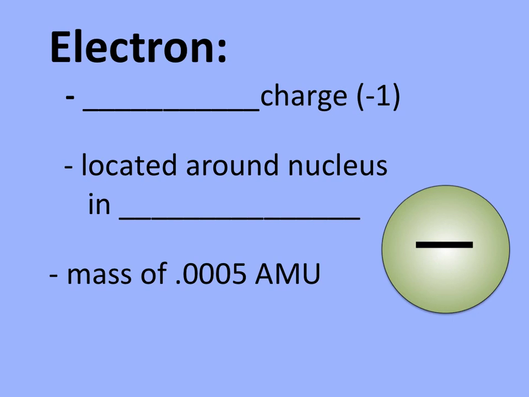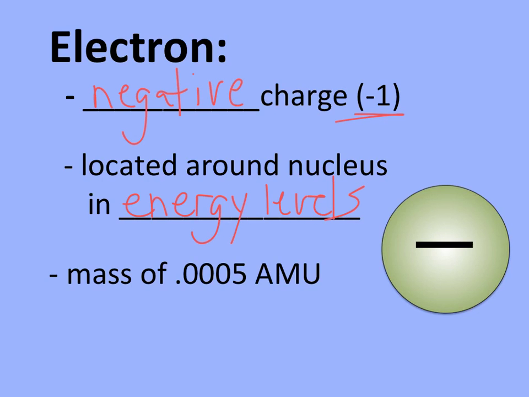Electrons are a little bit different than protons and neutrons. The electron has a negative charge and it's located around the nucleus in what we call energy levels. These are like little rings around the nucleus that contain the electrons. They're just orbiting around the nucleus. And these have a very, very, very small mass. So small that they almost don't even matter.